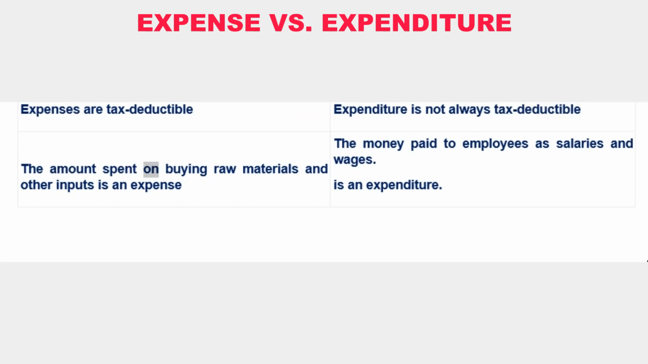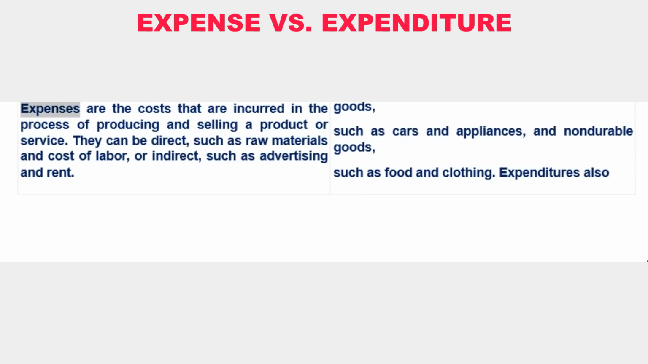The amount spent on buying raw materials and other inputs is an expense. The money paid to employees as salaries and wages is an expenditure. Expenses are the costs that are incurred in the process of producing and selling a product or service. They can be direct, such as raw materials and cost of labor, or indirect, such as advertising and rent.